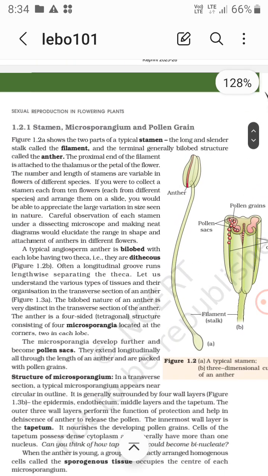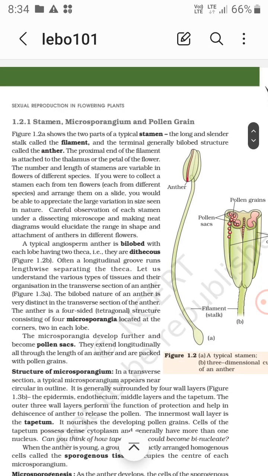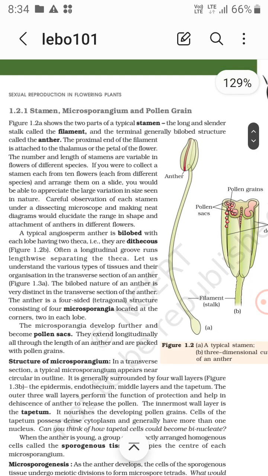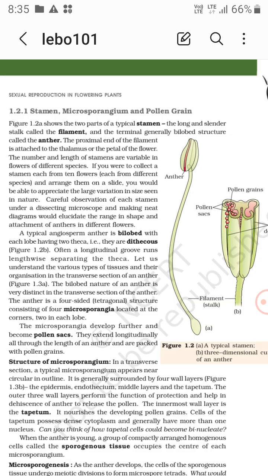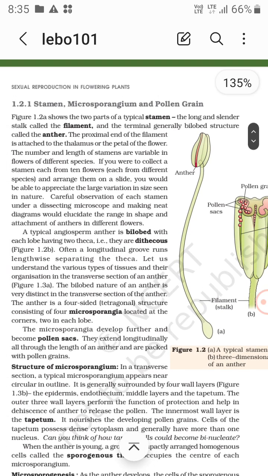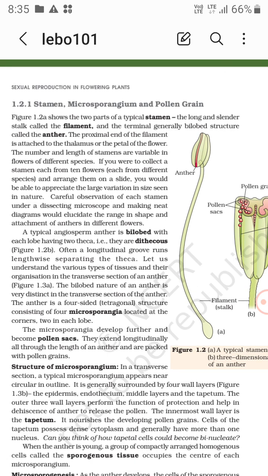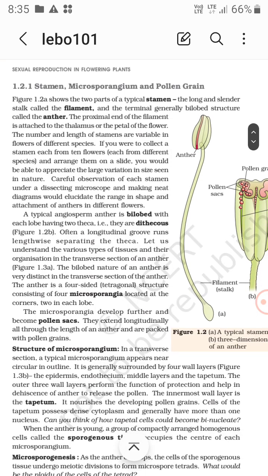Now, the stamen, microsporangium and pollen grain. The two parts of a typical stamen are the long and slender stalk called the filament, and the terminal, generally bilobed structure called the anther. The proximal end of the filament is attached either to the thalamus or to the petal of the flower. The number and length of stamens are variable in different species.